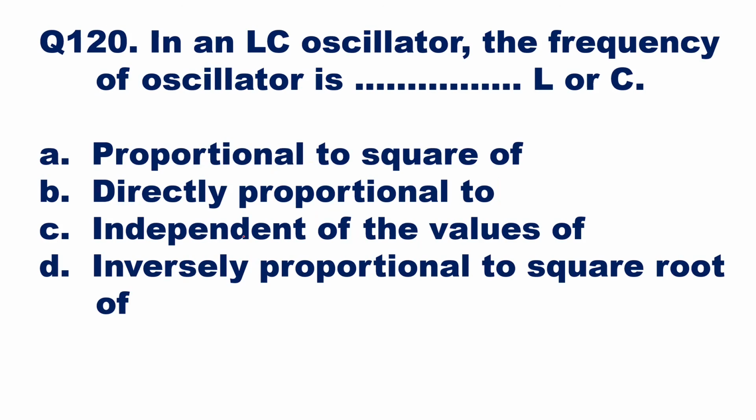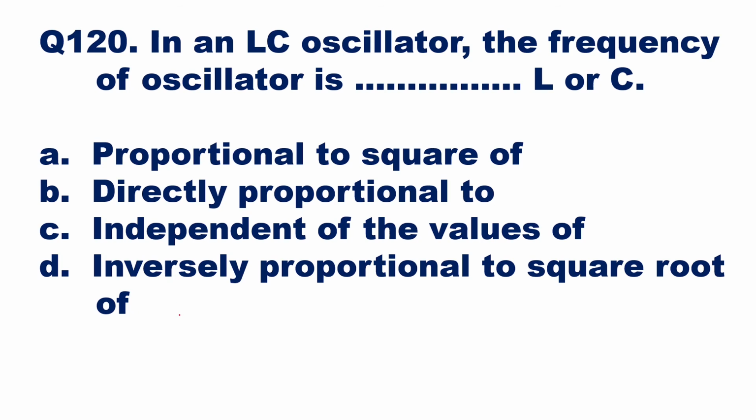In an LC oscillator, the frequency of oscillator is dash of L or C. The options are: A, proportional to square of L or C. Option B, directly proportional to L or C. Option C, independent of the values of L or C. And option D, inversely proportional to the square root of L and C.